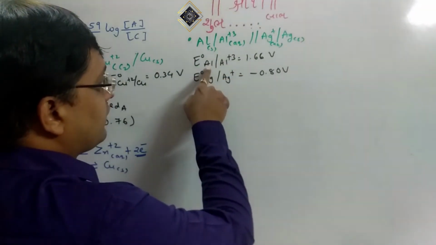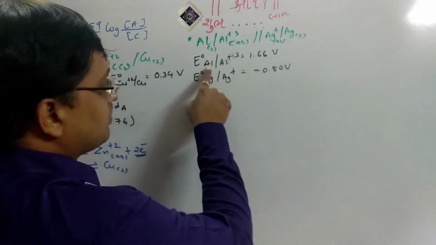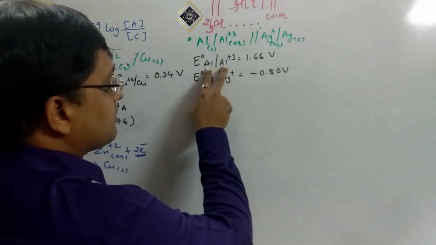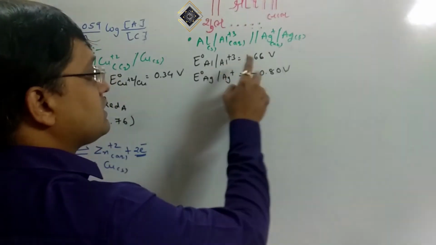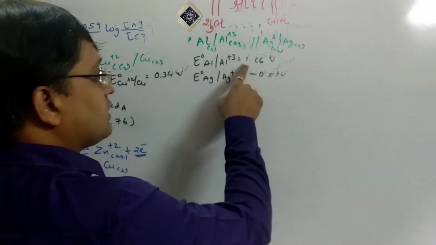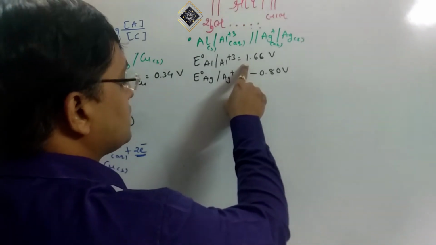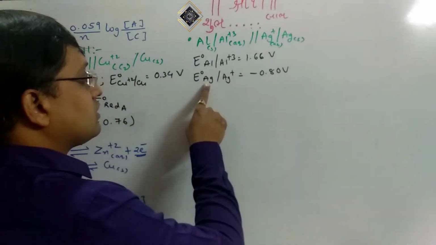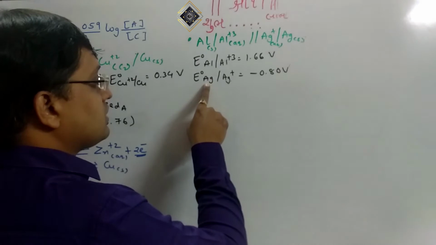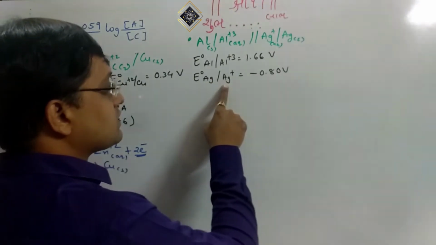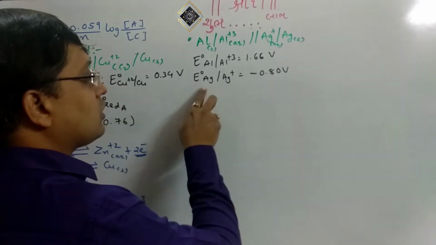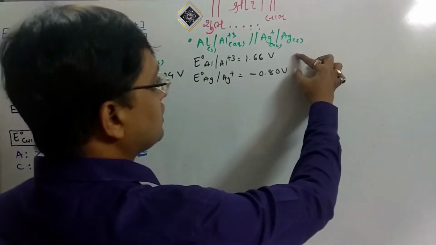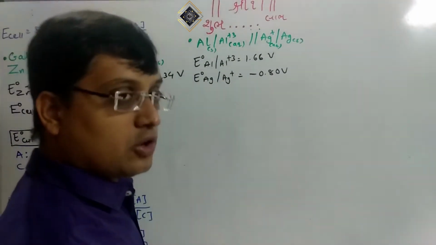Okay, so just check Al slash Al plus 3. The charge of aluminum here is 0, here it is plus 3. That means 0 to plus 3, an oxidation reaction. That means the potential given is oxidation. Here the oxidation number of silver is 0, here it is plus 1, 0 to plus 1. That means this is an oxidation potential. So both the potentials are given in the form of oxidation.